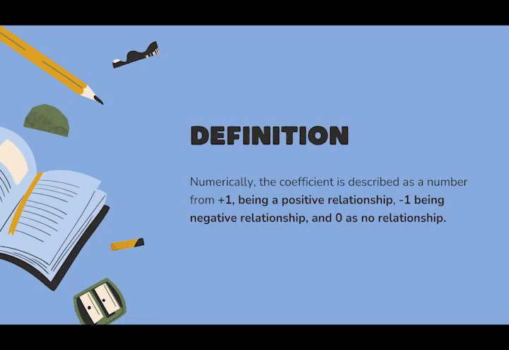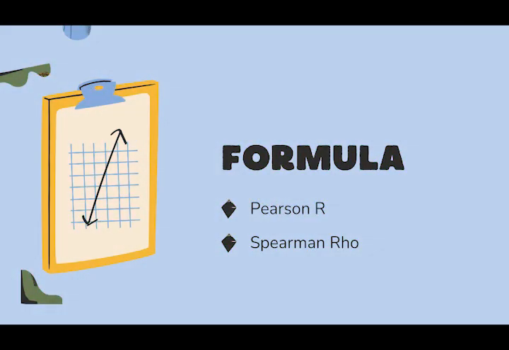Numerically, the coefficient is described as a number, from plus 1 being a positive relationship, minus 1 being a negative relationship, and 0 as in no relationship. Let's now talk about how to get the coefficient. And there are two formulas, Pearson R and Spearman Rho.